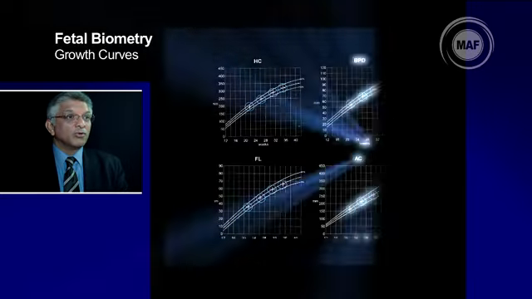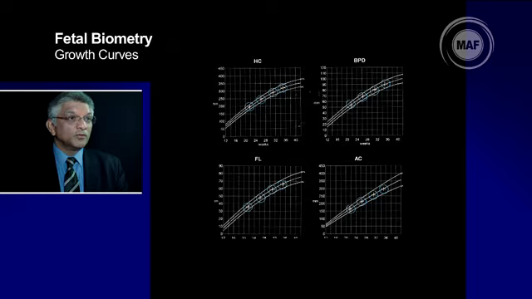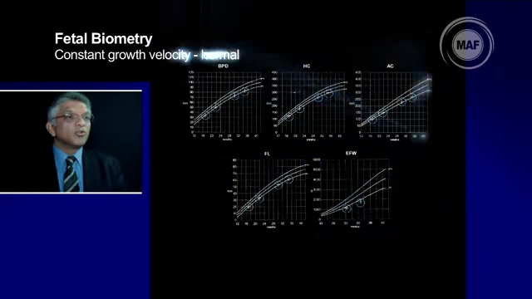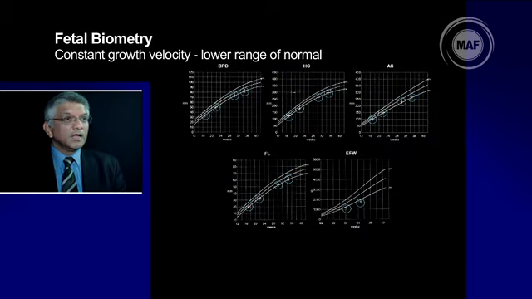We're going to look at some growth curves, normal growth curves, and what abnormal growth curves would look like. This shows a constant growth velocity of the head circumference, HC, abdominal circumference, AC, biparietal diameter, BPD, and femur length, FL. Growth curve 2 again shows a constant growth velocity. However, the growth is on the lower range of normal, but it is growing constantly.